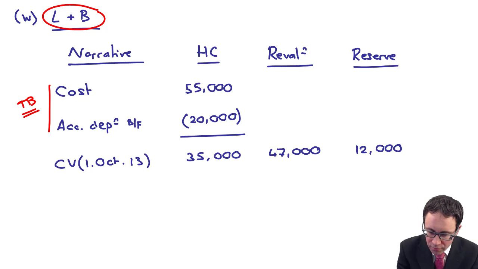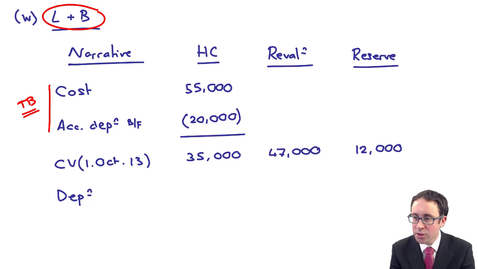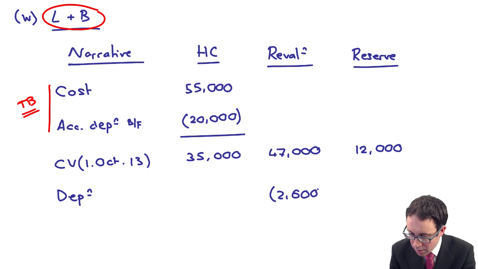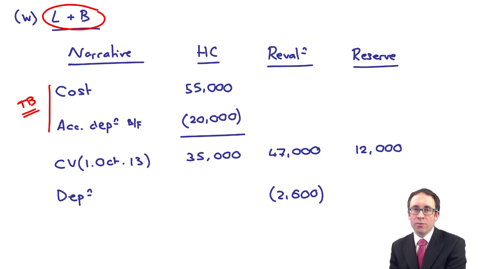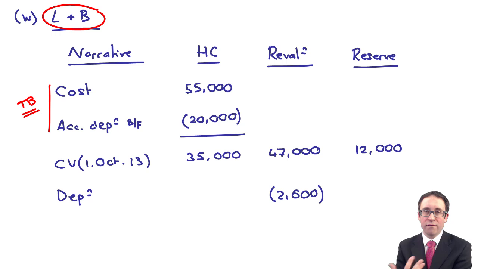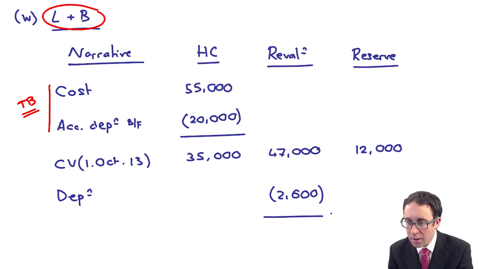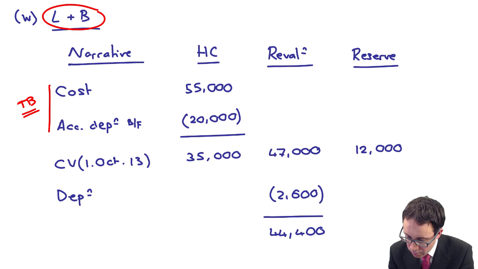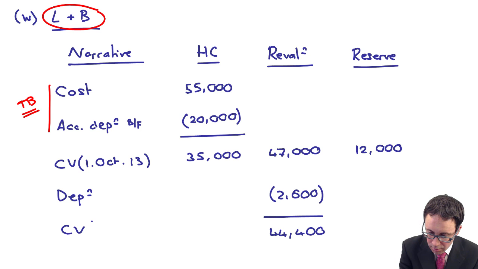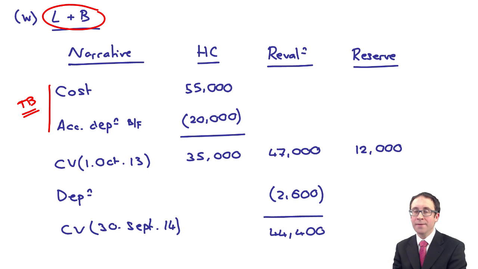Excellent. So then what we've got is the depreciation. We've worked out the depreciation already, haven't we? I think we did that before. We said we took the fair value of the building, which was the 39, and depreciated it over the 15 years, wasn't it, the remaining life? So that there's 2,600. We've then got the carrying value at 44,400 being the carrying value at the 30th of September 2014. Okay.